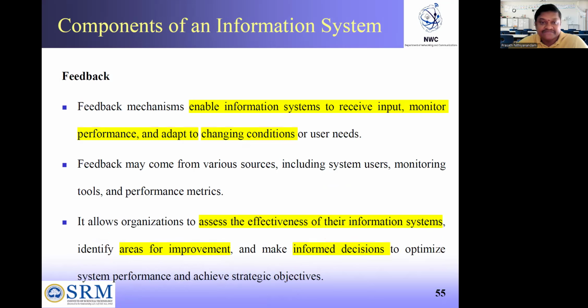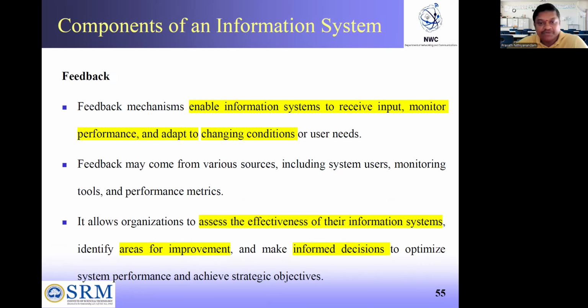The next one is feedback. So feedback is a mechanism that allows an information system to receive input, monitor performance, and adapt to changing conditions and user needs. So feedback can come from users, system monitoring tools, or performance metrics. It enables organizations to assess the effectiveness of their information system, identify areas for improvement, and make informed decisions to optimize performance.